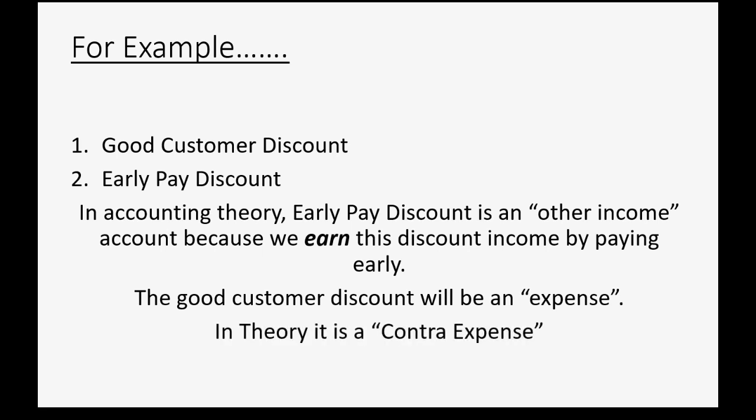And that's because in accounting theory, this is a contra expense. But by putting these two different discount accounts as these specific types, you'll be able to see exactly where they appear on the profit and loss report, and you'll be able to see the effect of each.